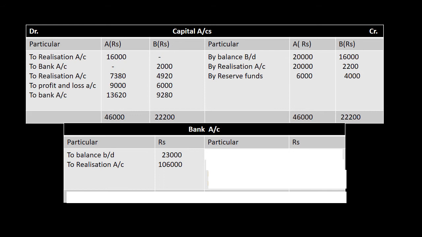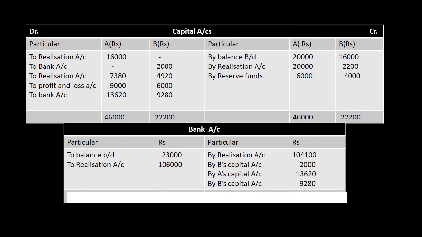Now after writing realizing value, we will start making repayment of liability, and liability we had calculated from the working note, that is of rupees 1,04,100. Now after making repayment of liabilities, we will start making repayment to partners. First we will make repayment to B, that is of 2,000. It means we will ask B to pay us. Now next entry is for their final payment of rupees 13,620 and 9,280.